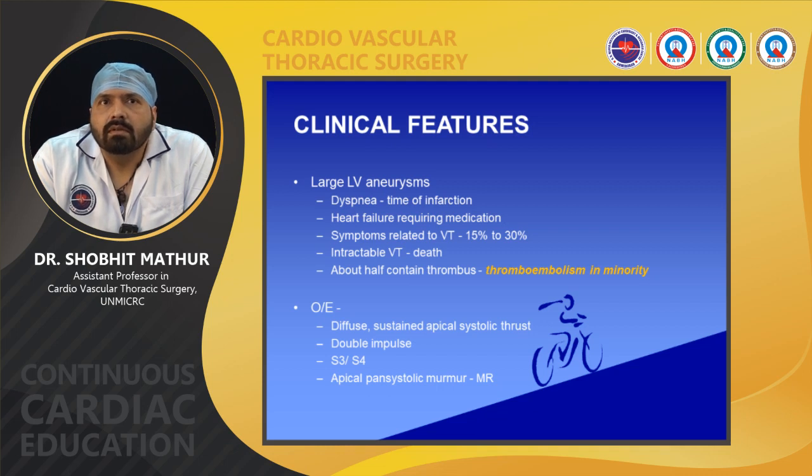On examination, we will have a diffuse sustained apical systolic thrust, double impulse, S3 and S4 gallop rhythms, and if MR is present, then the apical pansystolic murmur of MR will be there.